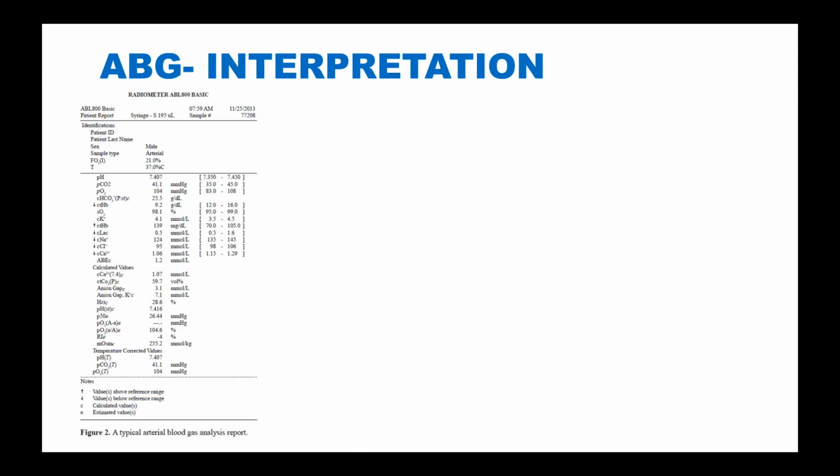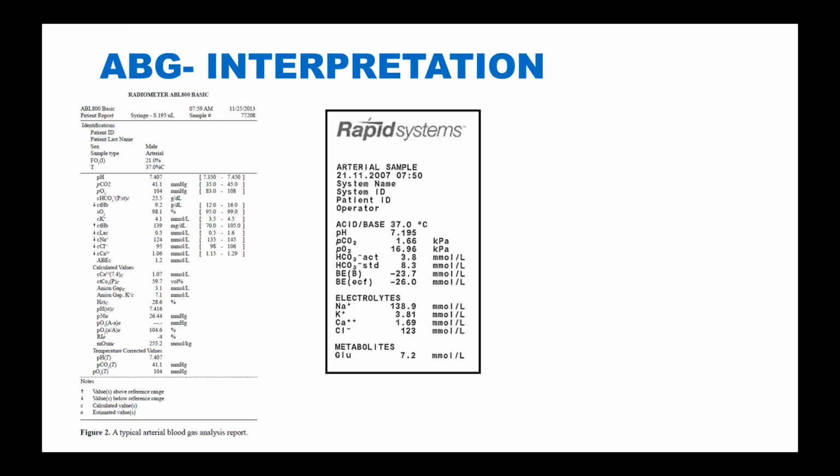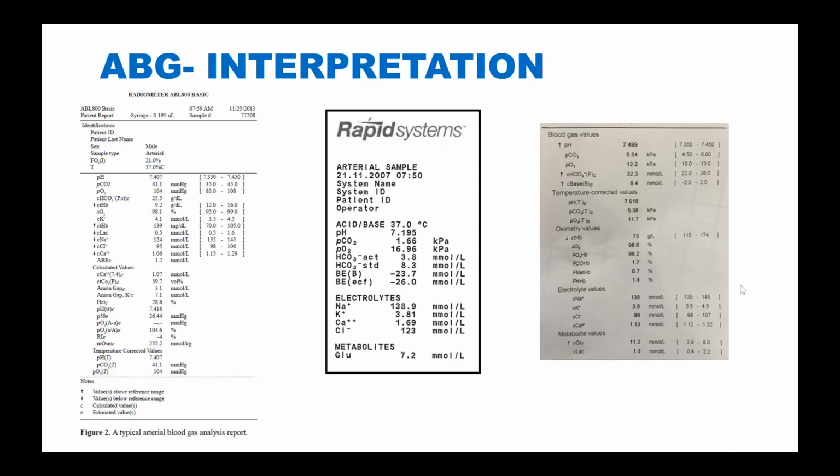So this is one ABG report given from one machine, a typical arterial blood gas analysis report. This is a rapid system, a shorter version of the same ABG report. And this is another presentation. If such reports are given in your hand and you are asked to interpret, how will you proceed? I want this to be more of an interactive session rather than a lecture type.